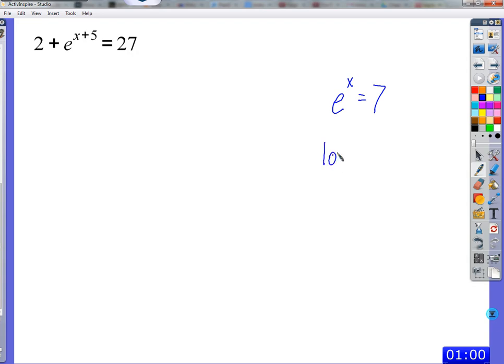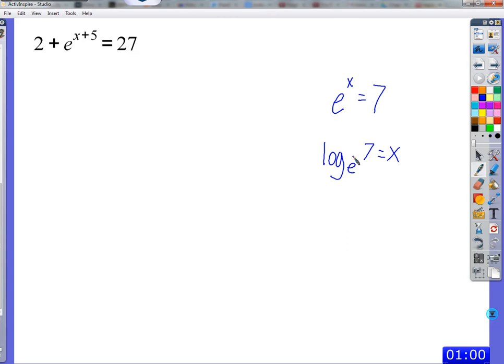Log base of what? e, because e is the thing being raised to the exponent. Of 7, because 7 is the number we want to get. e raised to an exponent x. Log base e of 7 equals x. Now it's still the same question, it's just written differently. I still don't know what exponent I need to give to e to make it 7.